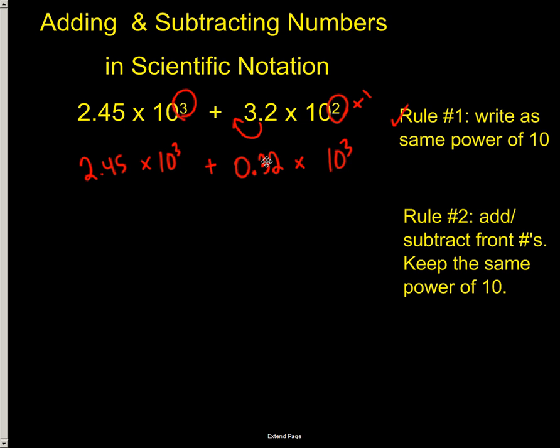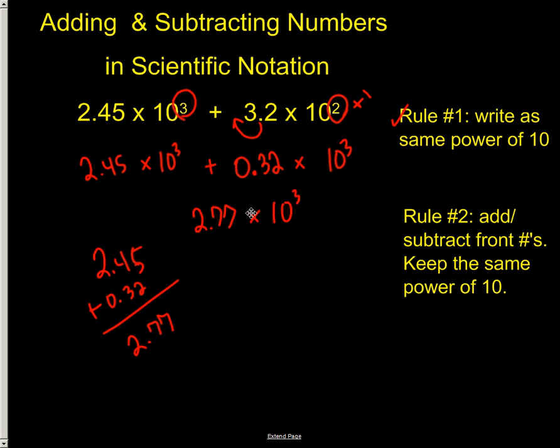Now we move on to rule number 2. Add or subtract the front numbers and keep the same power of 10. So we add the front numbers of 2.45 and 0.32. Just add them together, and that equals 2.77. 5 plus 2 is 7, 4 plus 3 is 7. And then we simply add on the same power of 10, which is times 10 to the third power. So it equals 2.77 times 10 to the third power. There's your answer.